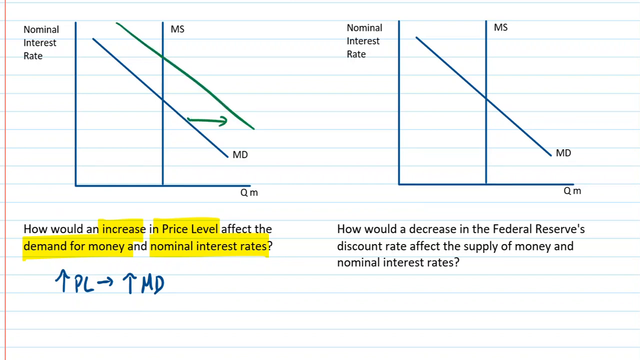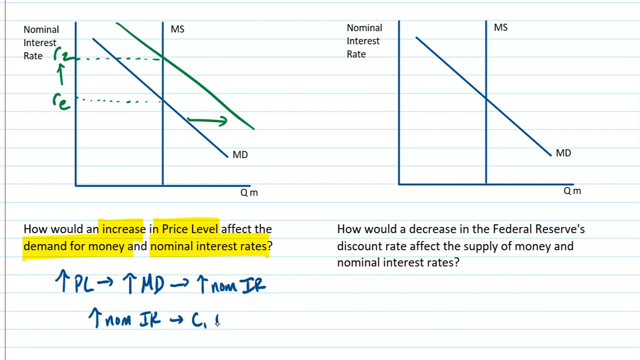A rightward shift of our money demand curve will move us up the money supply curve from R_E to R_2. So an increase in price level will increase money demand, and the increase in money demand will lead to an increase in the nominal interest rate in our money market. If we want to take this one step further, where we know this is going to go next, as the nominal interest rate increases, consumer and investment spending will decrease, which will decrease aggregate demand.